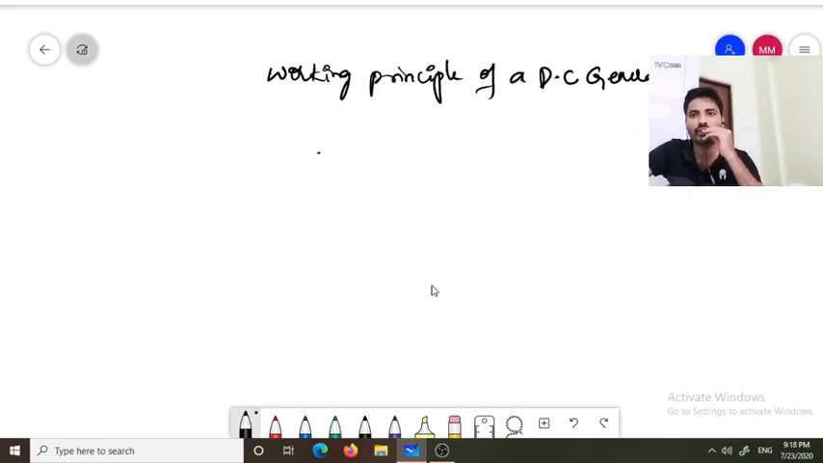As we know, a generator converts mechanical energy into electrical energy. So where does the mechanical energy come from? The prime mover, as I already told. The generator will take input from a prime mover. A prime mover is a driving engine which gives mechanical energy as input to the generator. Now we'll see the working principle with the help of this diagram.